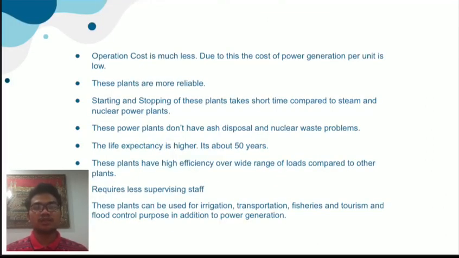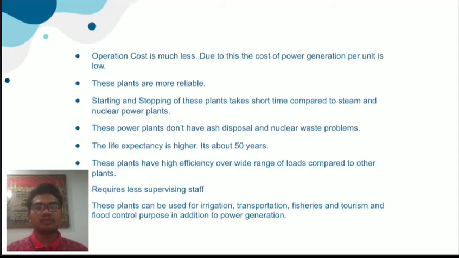Today I would like to present the advantages of hydropower plants. Why is a hydropower plant good for generating power? First, operation cost is much less. Then, due to the low cost of power generation per unit, these plants are more reliable. Next, testing and starting of this plant takes a short time compared to steam and nuclear power plants. This power plant doesn't have ash disposal and nuclear waste problems.